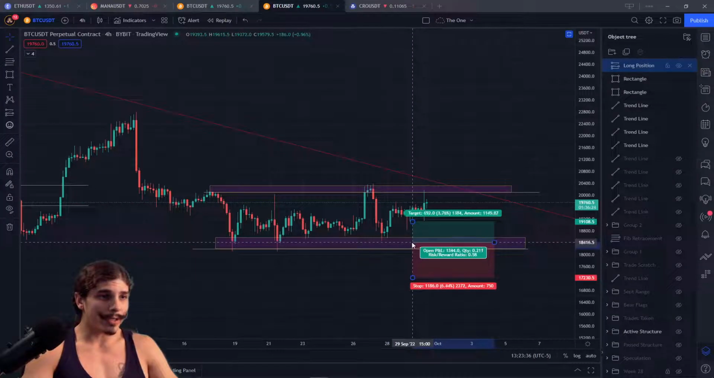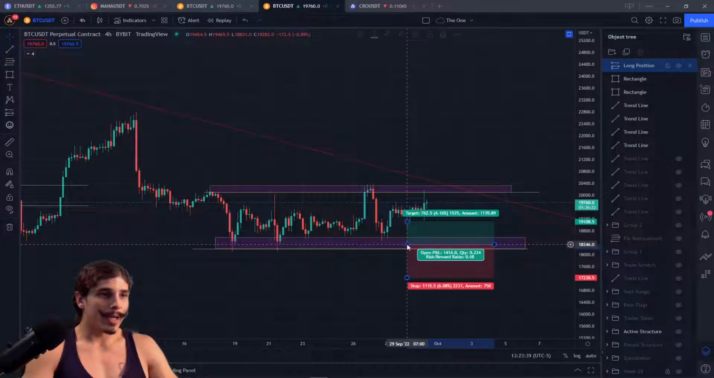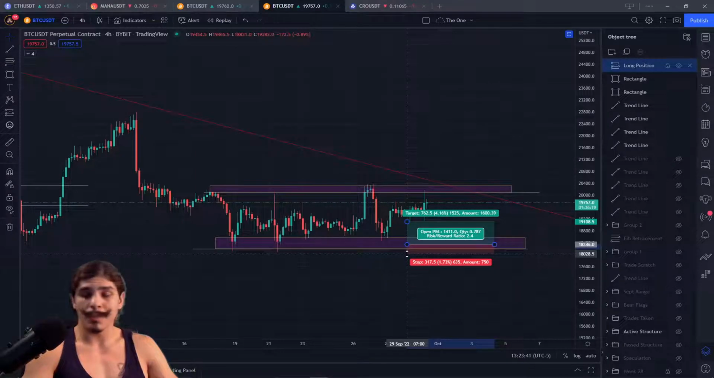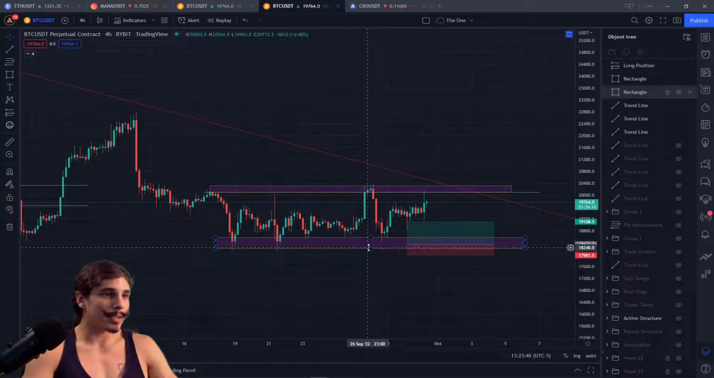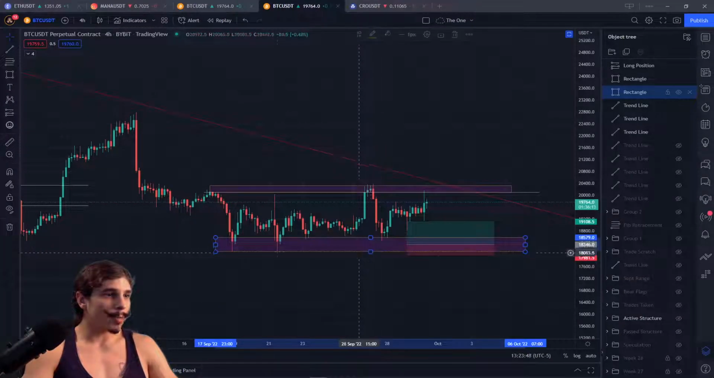So we'd want to put our entry somewhere in this area. And then our stop loss is going to be just below that range. So if we extend this all the way to where it truly is, let me just draw that down here. Then we can see the wicks range right here.